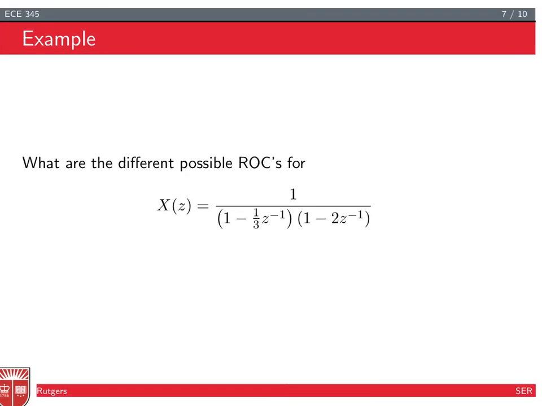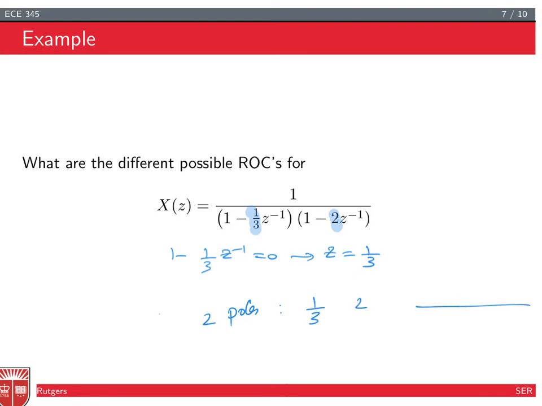So the first pole is at 1 minus 1/3 z to the power minus 1 equal to 0. And this will give you that z equal to 1/3. And this is why sometimes you see that we write the z transform as a function of z to the power minus 1, because now you can easily detect the poles. So this is the first pole, and the second pole is 2. So we have 2 poles at 1/3 and at 2.